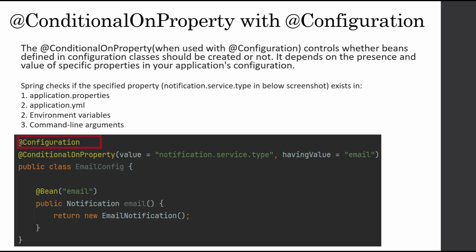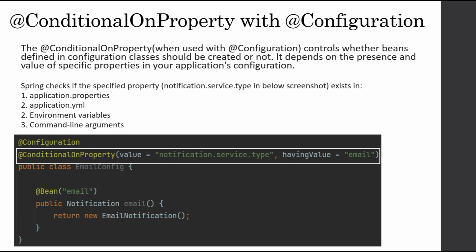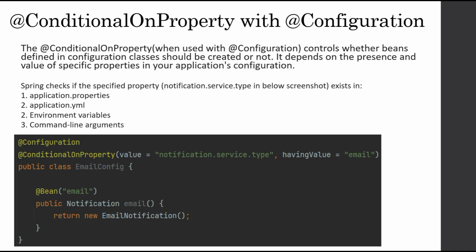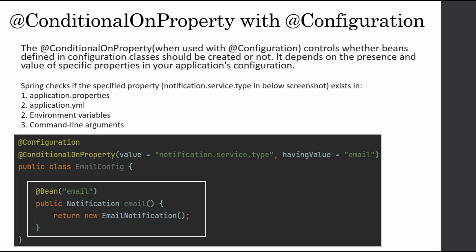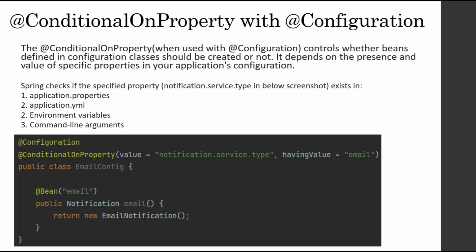In this screenshot, the EmailConfig is a configuration class that is annotated with the @ConditionalOnProperty annotation. This configuration class contains a method that defines the email notification bean. The email configuration class will be activated only when the value of the property notification.service.type is set to email in the application's configuration. If the value of the property is set to email, then all the beans defined within the email configuration class will be instantiated.